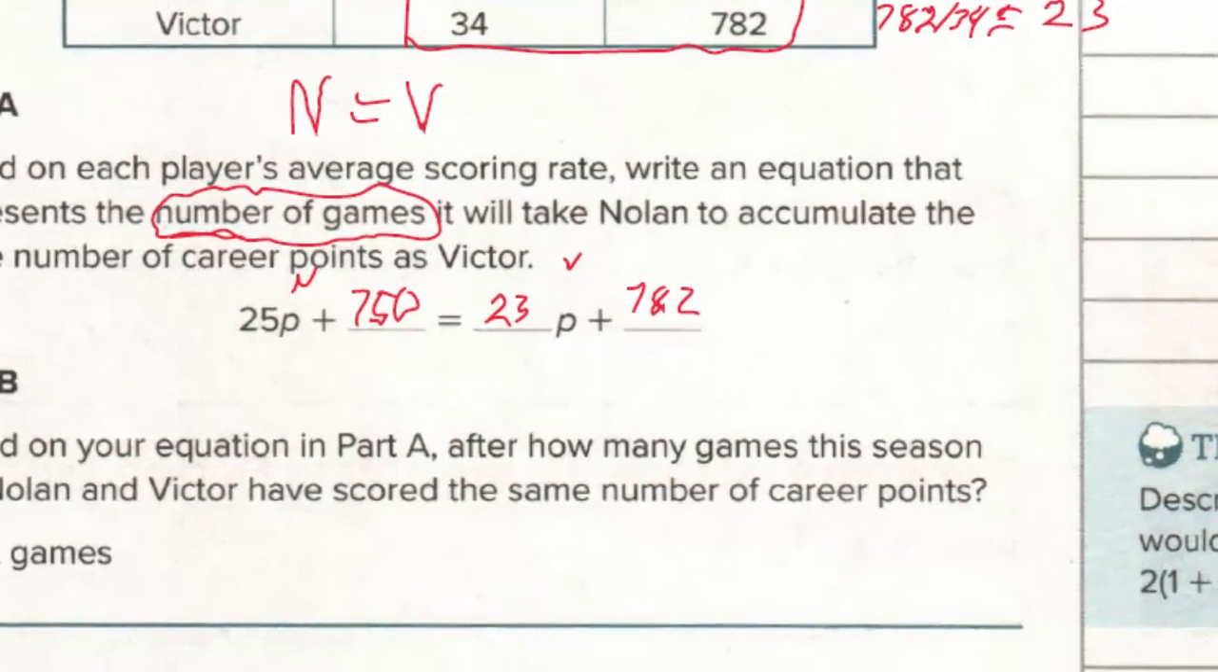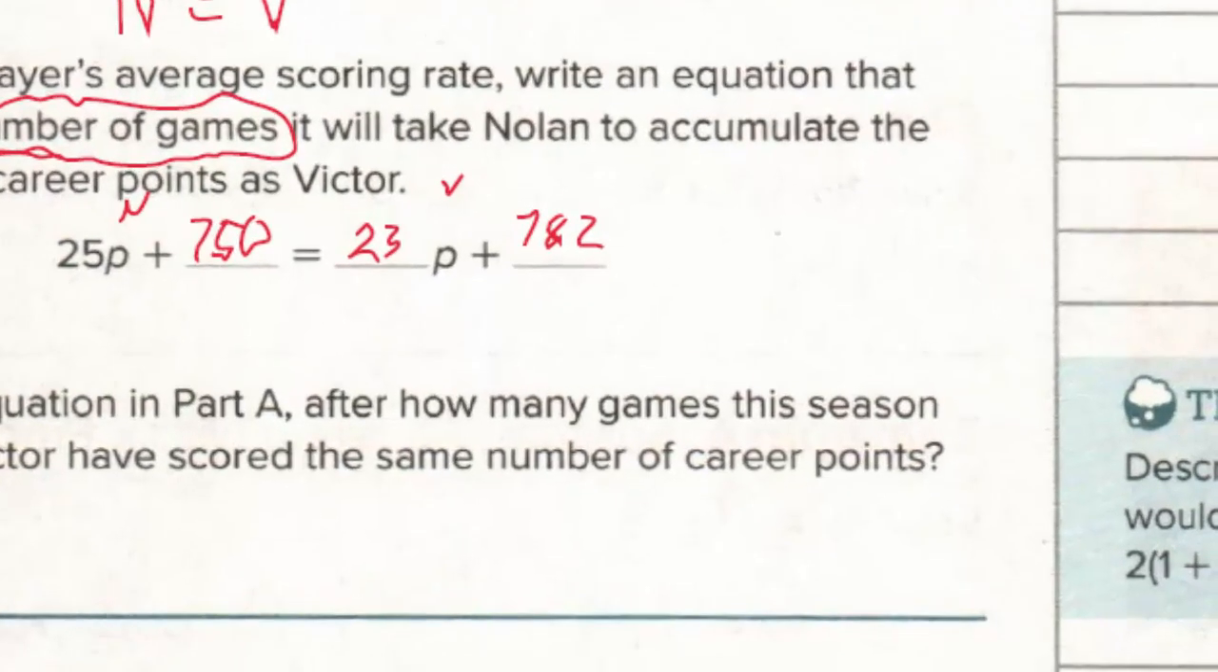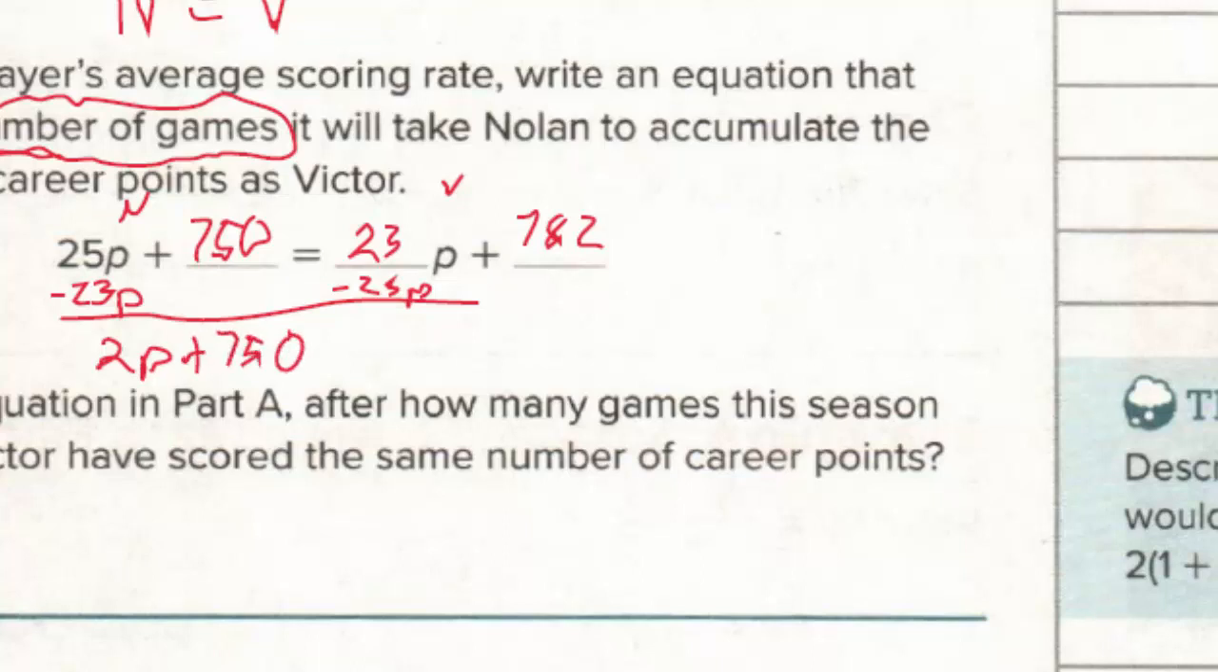First thing I want to do is look at the variables. So we're going to see that the 23 is a smaller coefficient than 25. So we're going to subtract 23p from both sides, minus 23p. What's left over is 2p on the left, plus 750. The right-hand side will give me 0p plus 782. That's an identity, leaving 782. I'm going to write that off to the side.